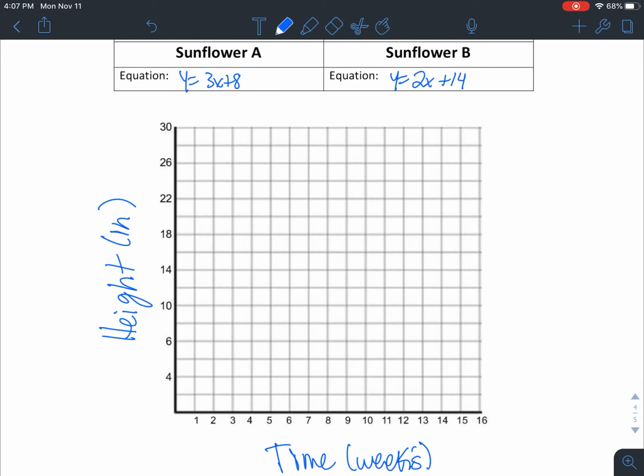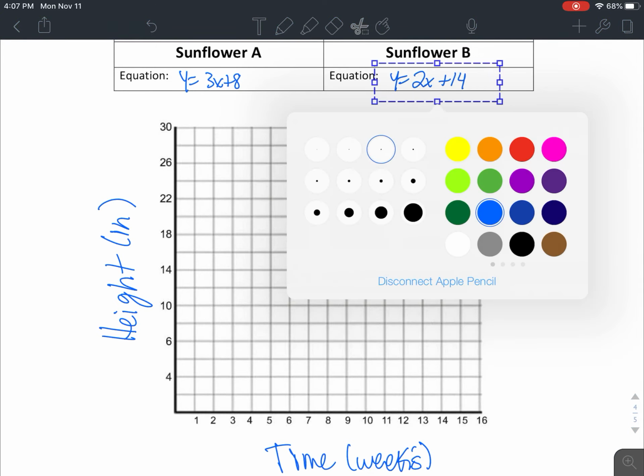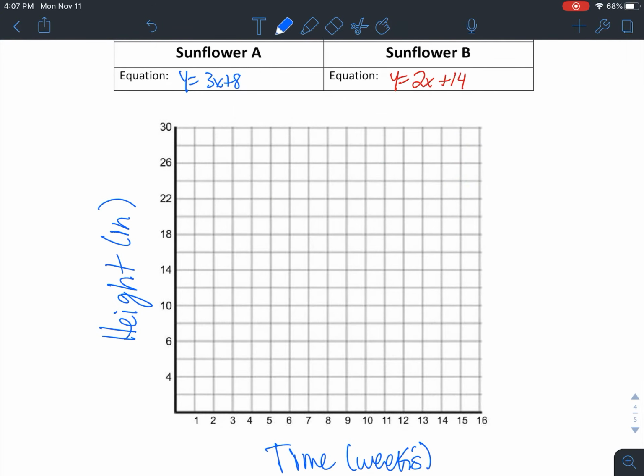So if I'm going to graph each of my two lines, for sunflower A, I'll just do that in blue. I'll switch sunflower B over to red, just so we can see the distinction between the two. For sunflower A, it had a y-intercept of positive 8, which is right here. Make sure you're paying attention because my graph is scaled by 2s.